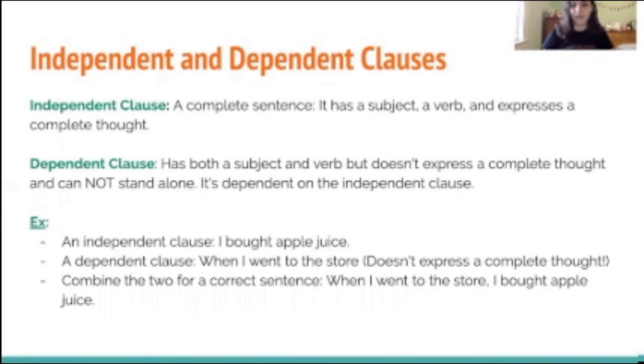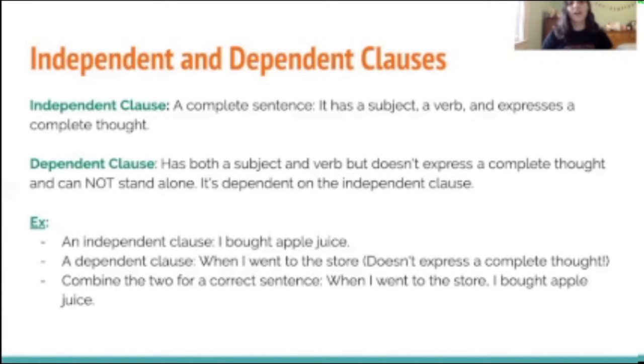An independent clause is a complete sentence. This means it has a subject, a verb, and expresses a complete thought. A dependent clause, on the other hand, has both a subject and a verb, but doesn't express a complete thought, and thus it cannot stand alone. It's dependent on the independent clause.